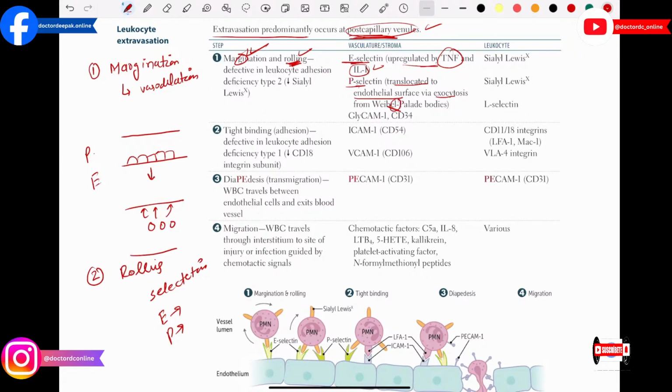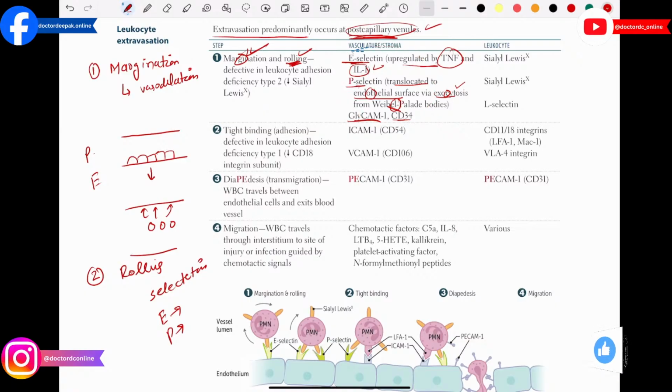From the Weibel-Palade bodies, they are going to translocate it into the endothelial cell with the help of the exocytosis process. Then you can also remember there are other proteins which are present on the endothelial cell, like GlyCAM-1 and CD34. These are different kinds of proteins present on the endothelial cell. So these proteins are going to attach with leukocytes.